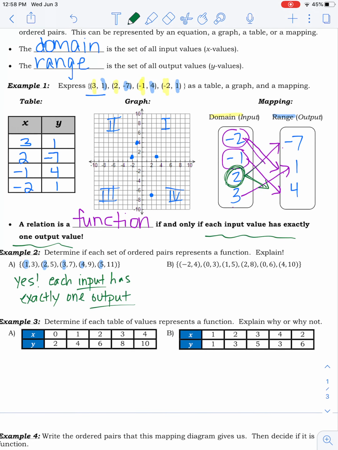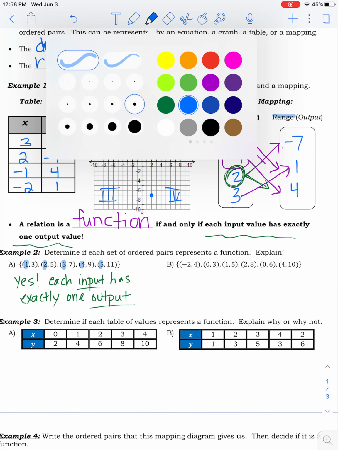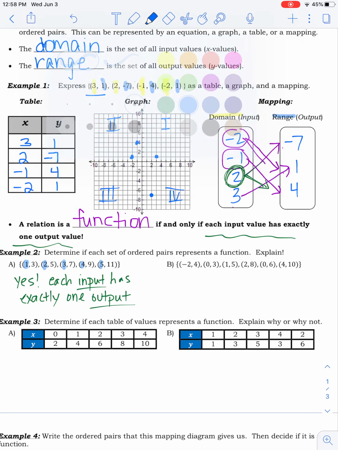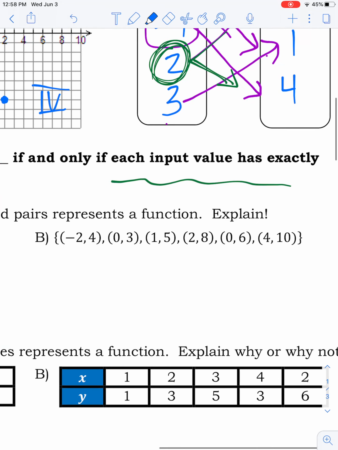All right, in part B, if we want to determine if that is a function, let's use our trick again to look at just those x values and see if any of those repeat. We have a -2, 0, 1, 2, 0, 4. So it looks like 0 shows up twice here. And does it go to the same y value? Well, when x is 0 here, the y is a 3. And when x is a 0 here, the y is a 6.